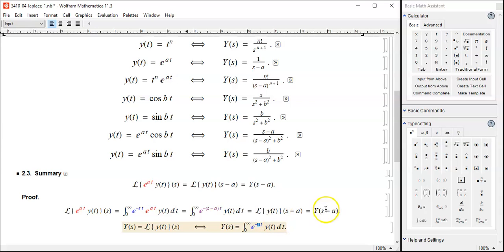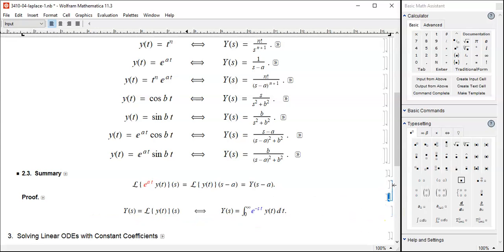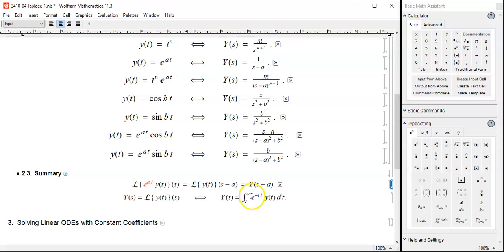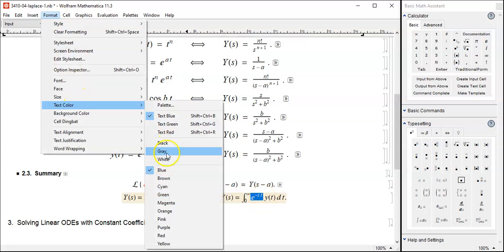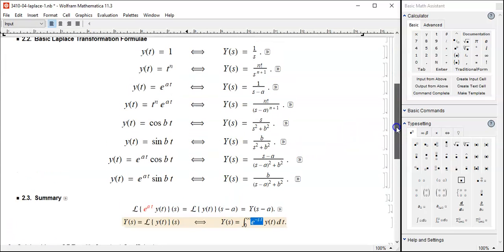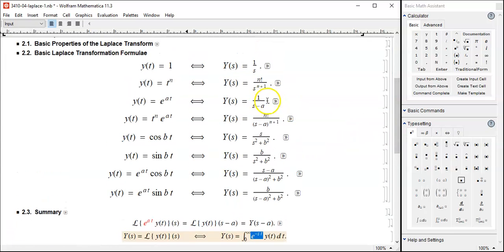Therefore, instead of the Laplace transform capital Y of s, I'm getting capital Y of s minus a. What made the difference? This exponential, e to the at multiplication. That was the key. Remember that, and let's go to here.